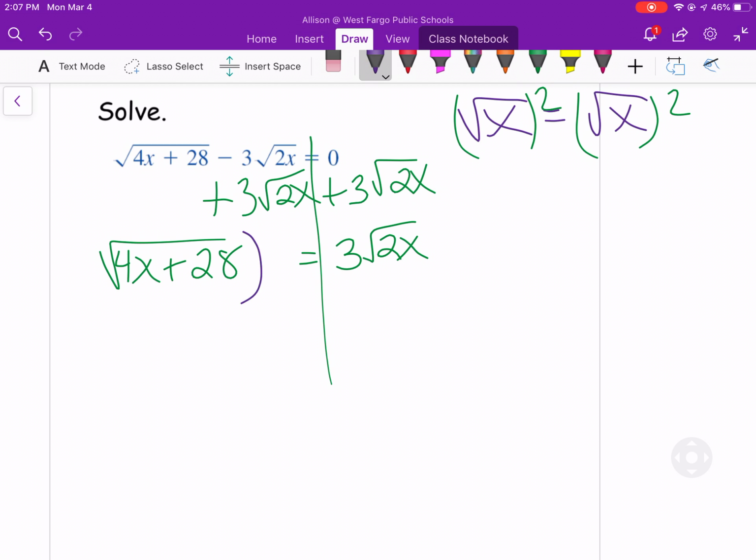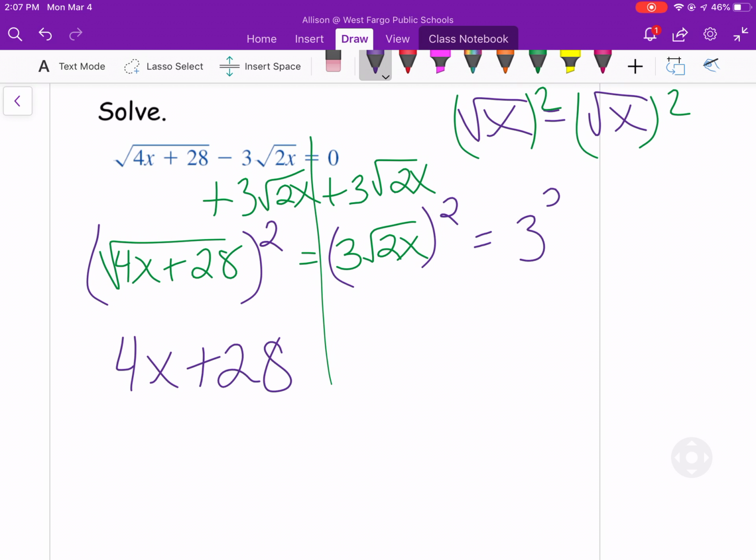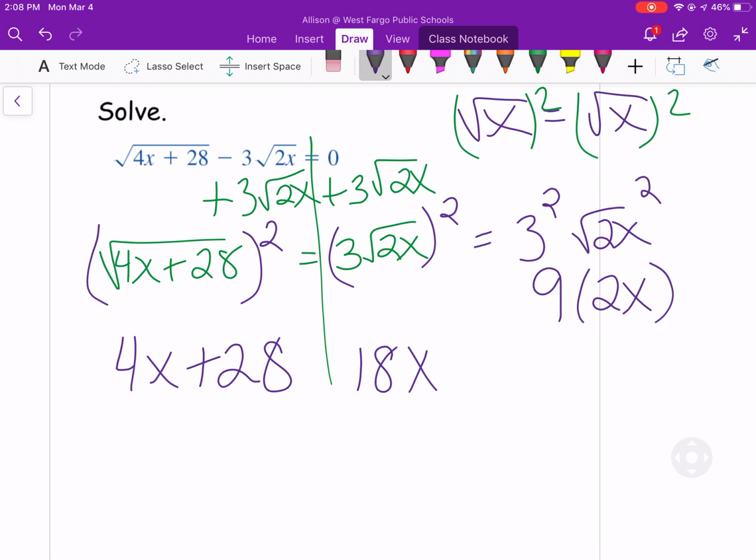Now to get rid of the square root, the inverse would be taking the second power, so I'm going to square that. Over on the left, you get 4x plus 28. And on the right, you're going to have to square the 3 and square the square root. So 3 squared is 9, square root of 2x squared is 2x, and 9 times 2x is 18x. That's the product of powers. You have a product here, so you have to take the power of both.